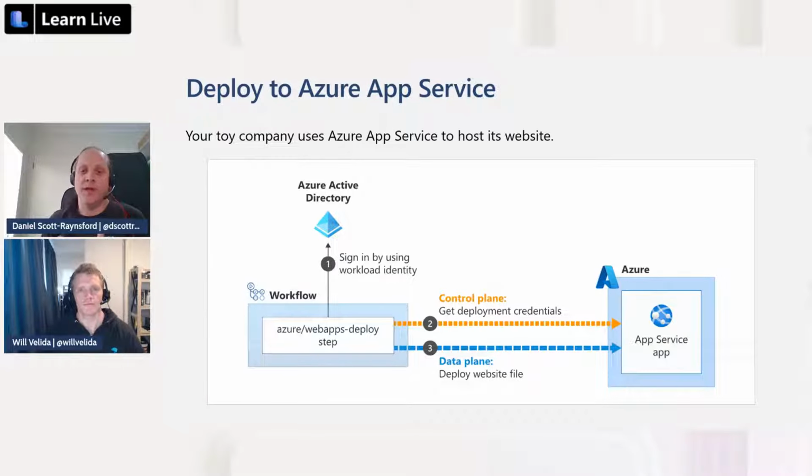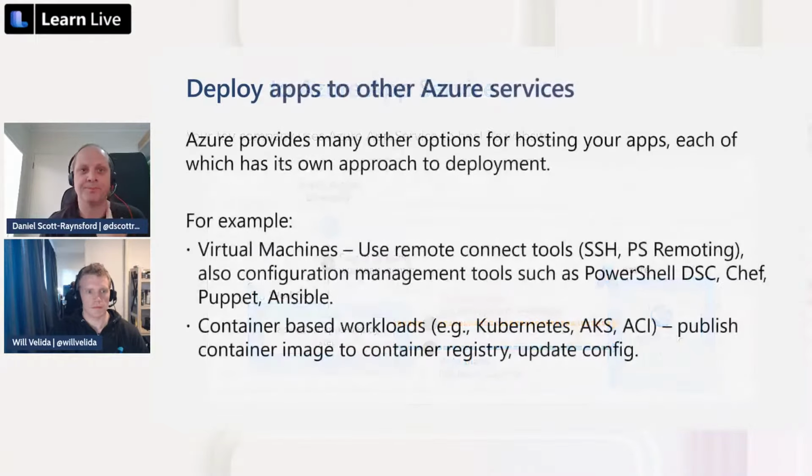So once it's got that credential, it can then push that artifact up through the data plane to deploy your website, because that web deploy of the website is actually done through the data plane of the service. So that's a great example of how that's actually done in an action using both control plane and data planes.